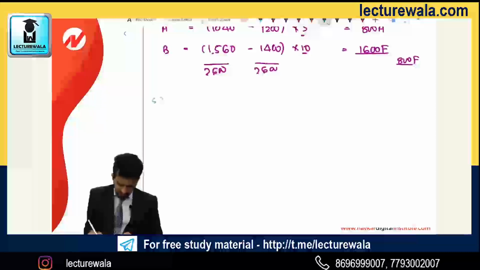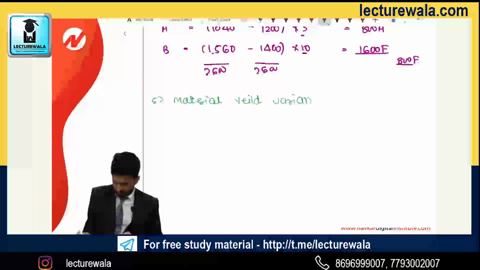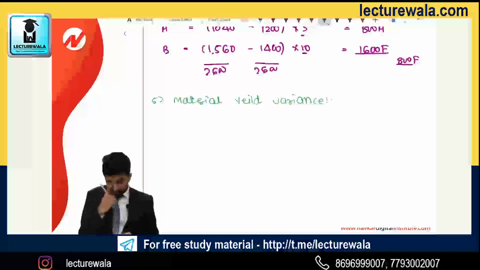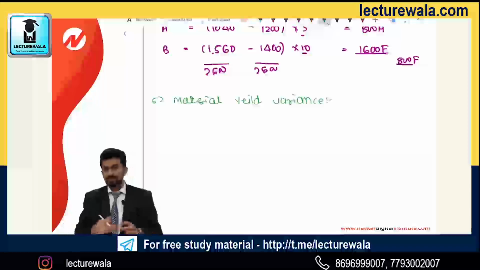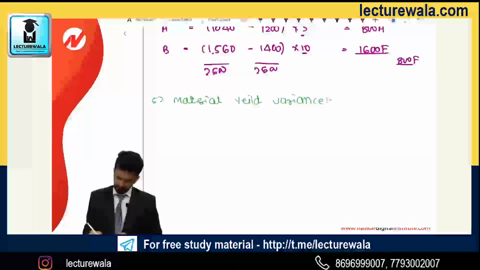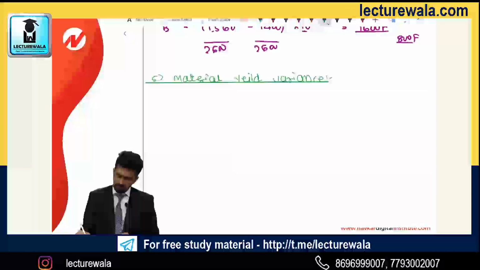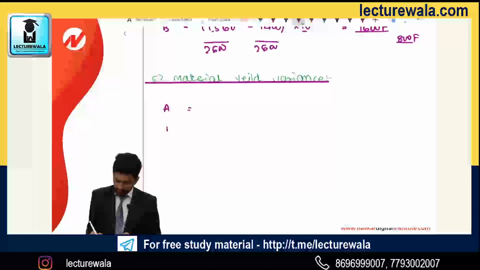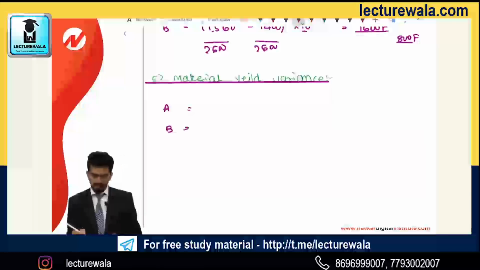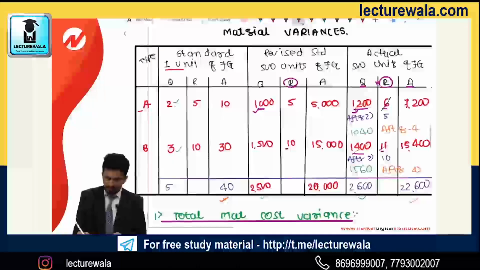So next we have material yield variance. So let's calculate yield variance now. In case of yield variance, we will say what quantity of A should have been used. Now we come to actual. What quantity of A should have been used? It's 1000 and 1500.